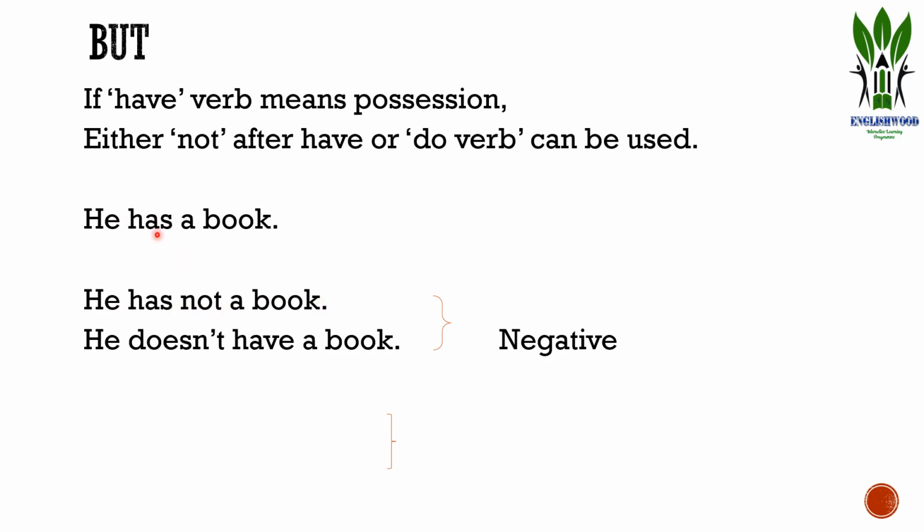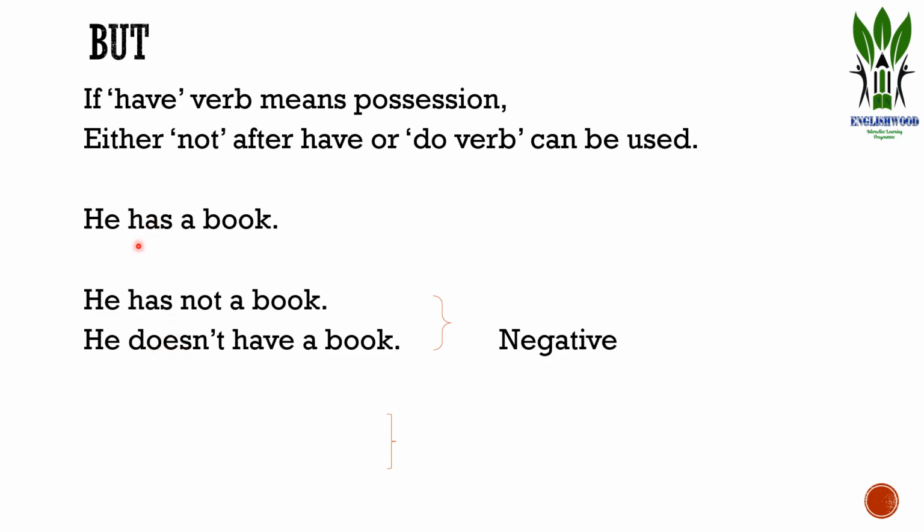But basically, we say when has works as the main verb, because there is no other main verb, because has comes with has plus verb 3. He has written a book, he has read a book, he has published a book. If these words are not there, then it is also a main verb.